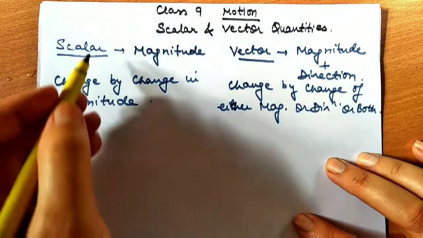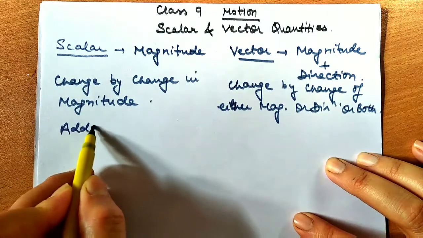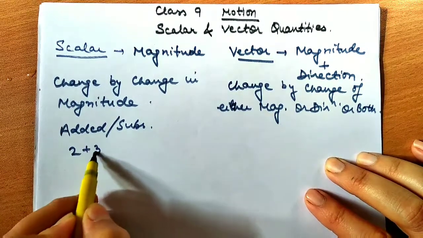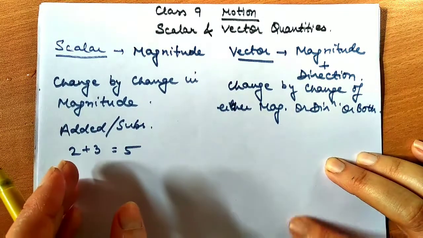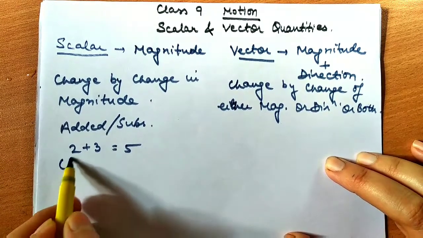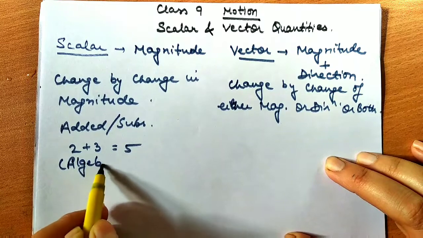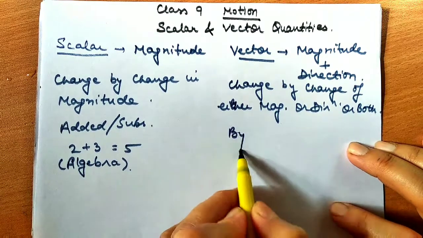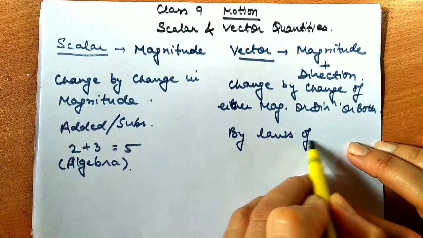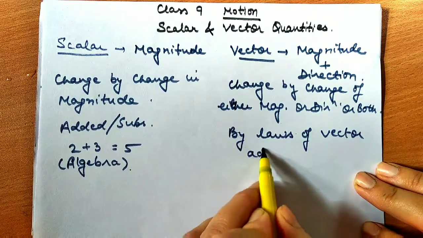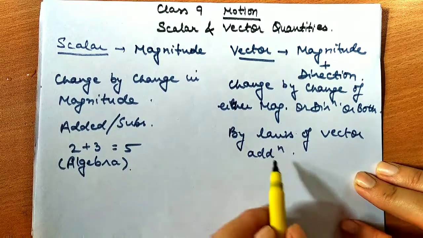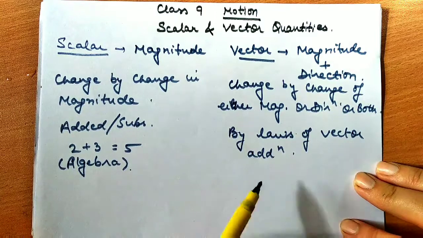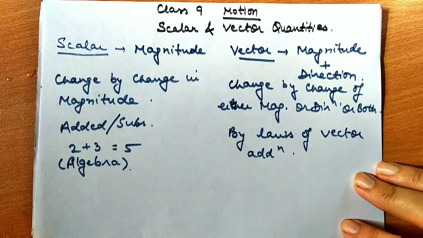Okay. These scalar quantities can be directly added or subtracted. Like if I write 2 plus 3, it is 5. So it can be directly added or subtracted as per the rules of normal algebra. But vectors are always added or subtracted by the laws of vector addition. We'll discuss how it takes place. So it considers direction also.